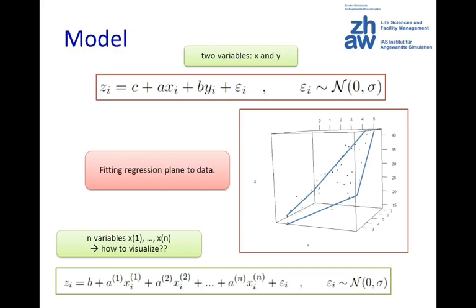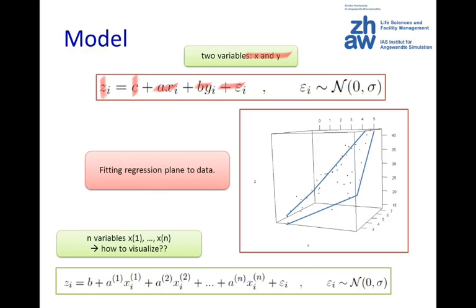The model of multivariate regression is best explained starting with two variables x and y. There we want to explain a third variable z as a linear combination of x and y. This means that we have a constant giving the offset, then we have a slope in the x direction and a slope in the y direction, and the whole thing is completed with an appropriate error term, such that the assumptions of the regression model are fulfilled.